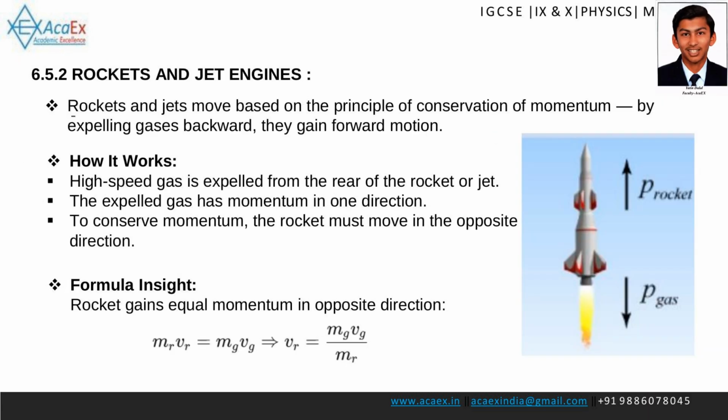Rockets and jet engines. Rockets and jets operate on the principle of conservation of momentum. By expelling high-speed gas backward, they gain an equal amount of momentum forward. To conserve momentum, the rocket must move in the opposite direction to the expelled gas. The rocket gains an equal and opposite momentum, so the velocity of the rocket can be found using the formula v_rocket equals the mass of the gas multiplied by the velocity of the gas, all divided by the mass of the rocket.